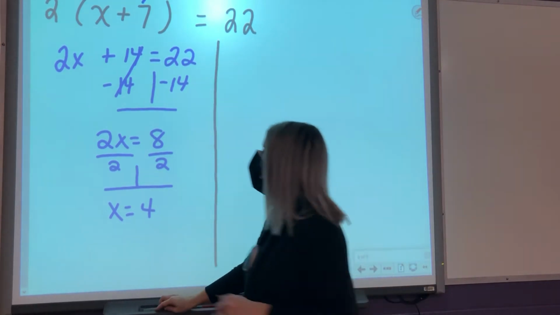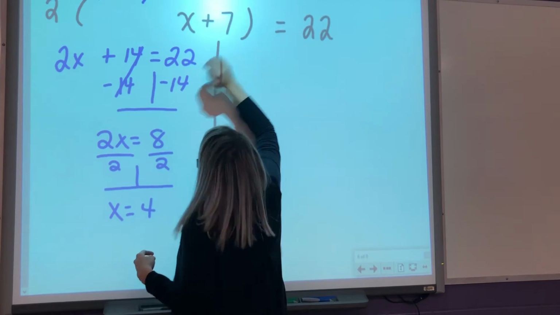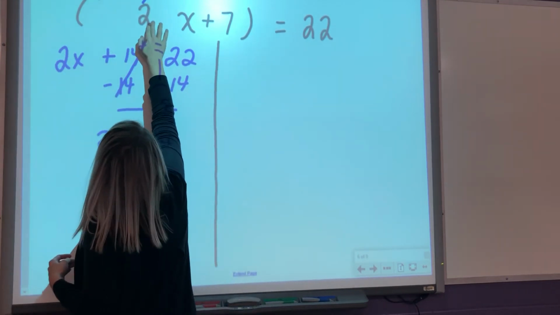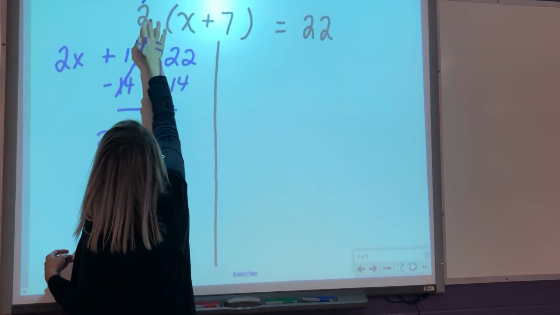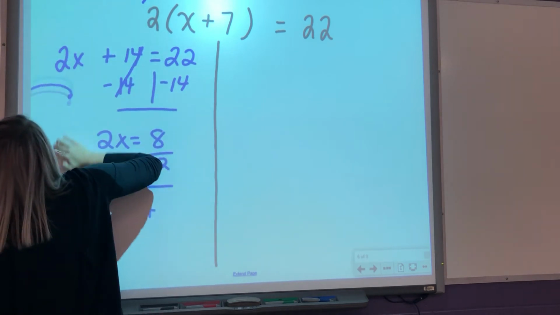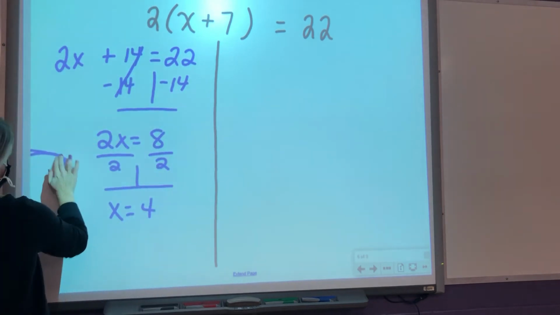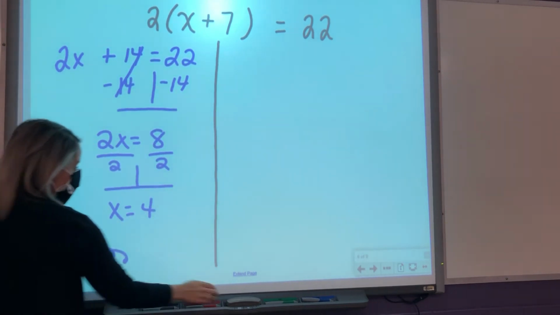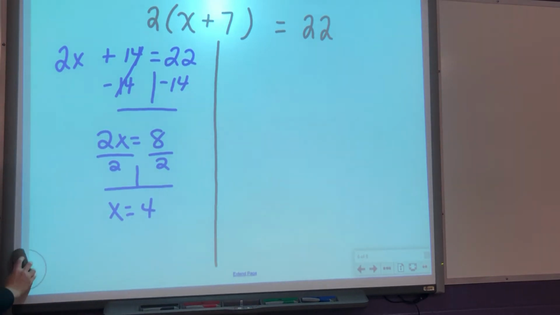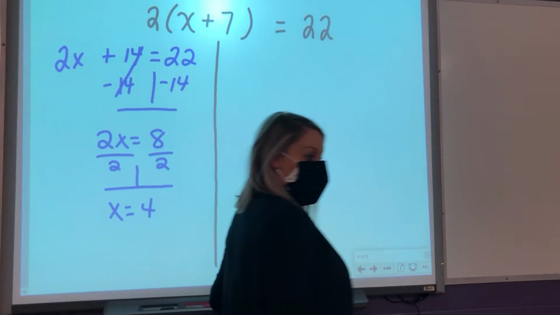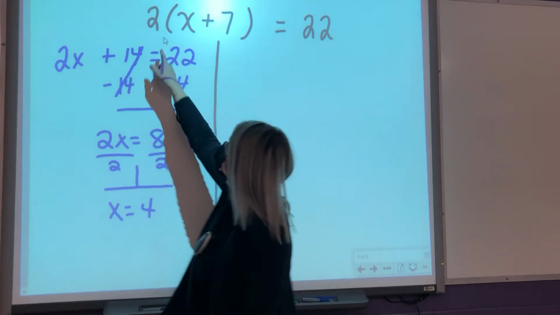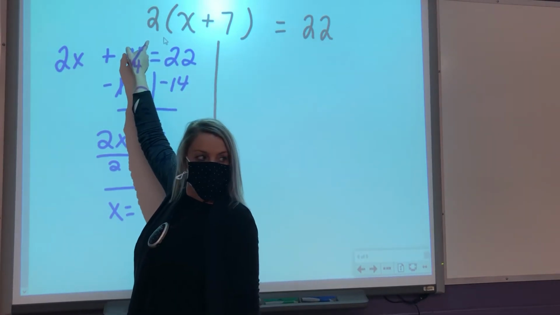Same problem. Okay, but, whoops. Those little pieces and parts, they want to come with me. Okay, so this time I want you to divide by 2 first. So divide by the coefficient of 2 first.